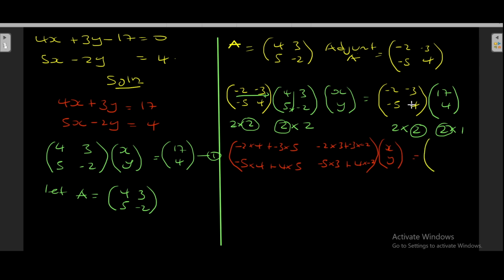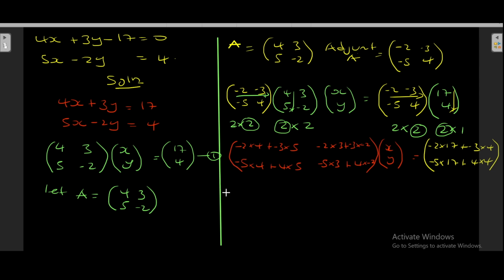here you're going to do the same multiplication. Rows go with columns. Negative 2 times 17, plus negative 3 times 4. Cross the bracket. Here again, negative 5 times 17, then plus 4 times 4. Then we come and do some addition here.